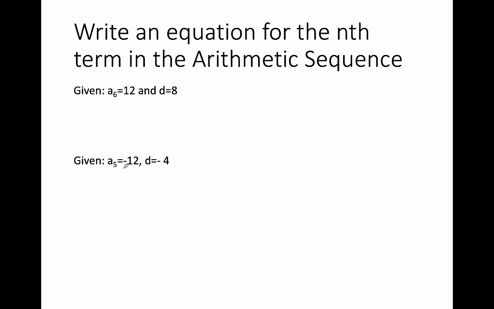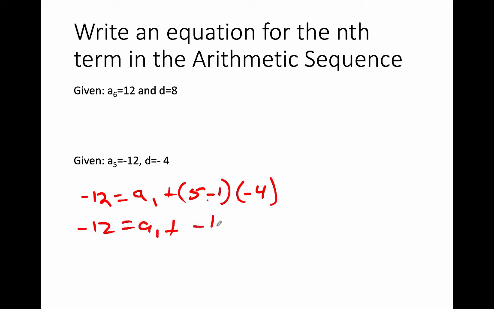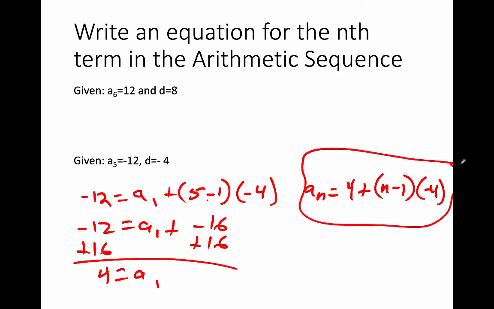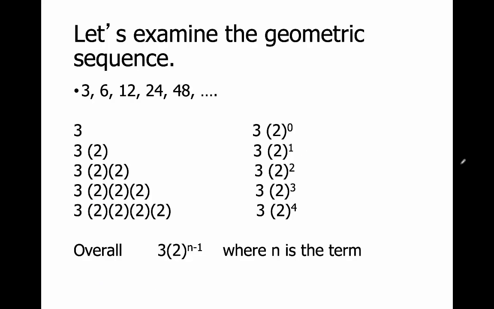Okay, so now we're doing the same thing. The value of the term is negative 12. The first term is unknown. The term number is 5, and the common difference is negative 4. Negative 12 equals a1 plus negative 16. Add 16 to both sides. The first term is 4. The nth term is the first term plus n minus 1 times the common difference. And that's all we need, and then we could find whatever we wanted.